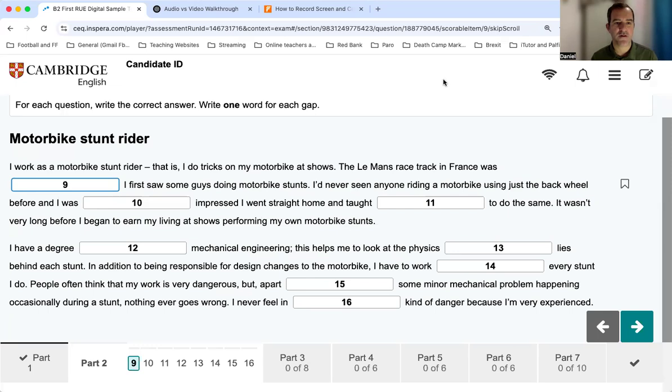This is the First Certificate, Reading and Use of English, Part 2. And we're looking at the computer-based exam today. My students are always asking me, what's best, computer-based or paper-based? I have to say, in my opinion, computer-based is far superior in lots of ways, some of which we're going to look at today.